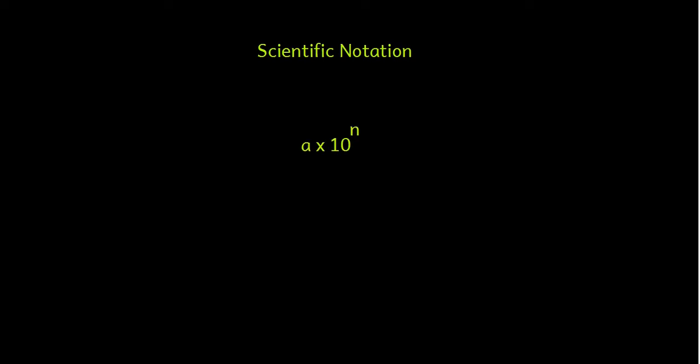Now, scientific notation has two parts: a number a multiplied by a power of 10, that is 10 to the exponent n. This a is something more than or equal to 1 and it should be less than 10. And this n can be any positive or negative number, right? So now let us understand this with the help of an example.